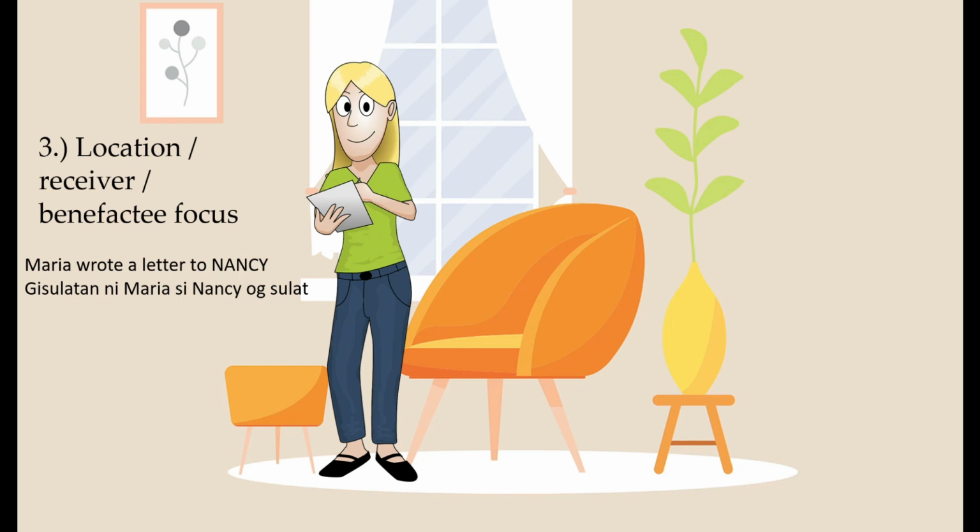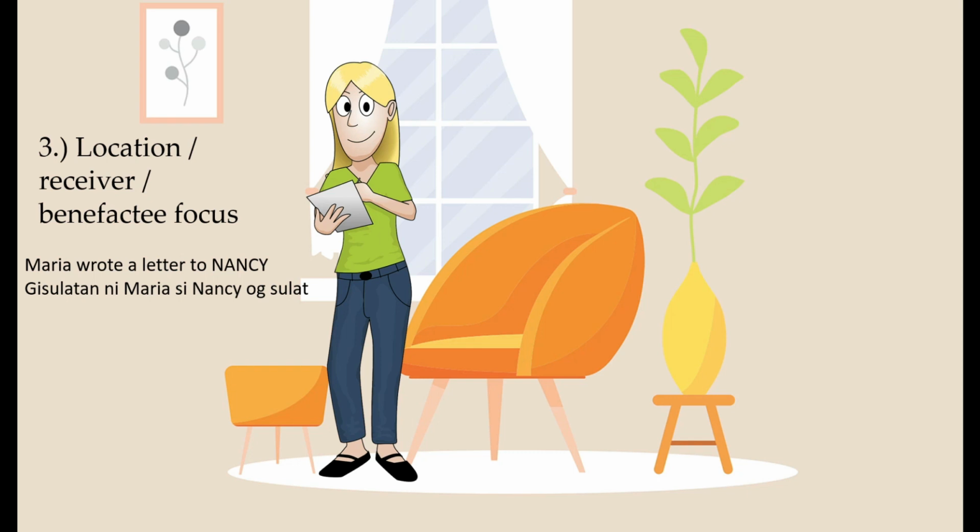So you say, gisulatan ni Maria si Nancy og sulat. So you're writing the letter to Nancy. So she's marked with si, which is for a name. She's the important one. The less important one is the writer, Maria. So it becomes ni Maria, and og sulat is a letter. We don't really care about Maria and the letter, but we will talk about Nancy. She's important to our story. Or we know Nancy, we don't know Maria. So that's how it goes.